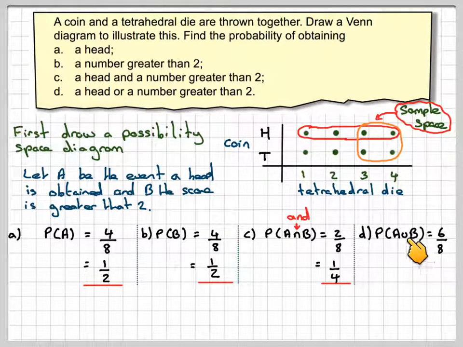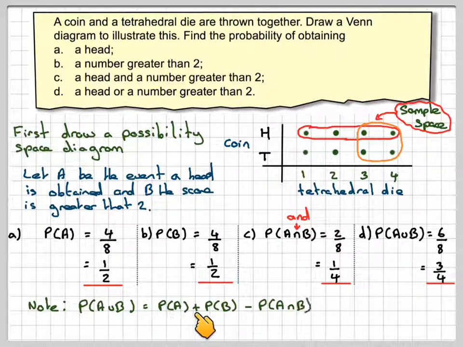The probability of A union B is going to be everything that we've actually circled, only counting each thing once: 1, 2, 3, 4, 5, 6. It's going to be 6 out of 8, which comes down to 3 out of 4. Now, we should note this. A union B is the probability of A plus the probability of B minus the probability of A intersection B. If we check that, 3/4 is 1/2 plus 1/2, which is 1. Take away a quarter, and we do get 3/4. So it does follow the rule for A or B.